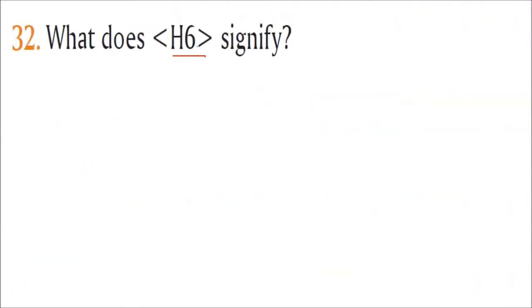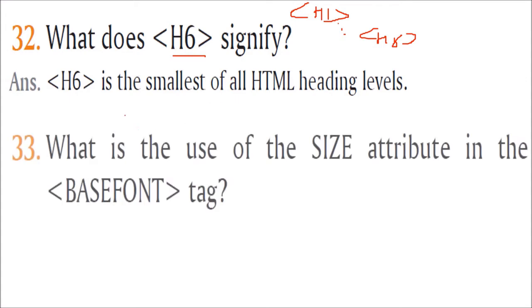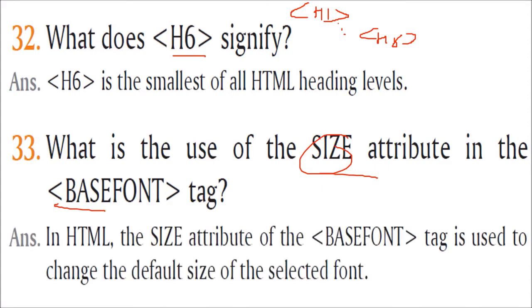What does H6 signify? From H1, this is the highest heading level, till we have H2, H3, H4, till H6 you have. So the H6 is the smallest of all HTML heading levels. What is the use of the size attribute in the base font tag? So in base font, why do we give size? Base font, we have decided the font, now we want to change the default size. So in HTML, the size attribute of the base font tag is used to change the default size of the selected font.